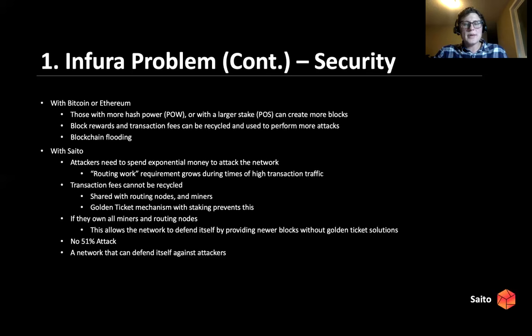Okay. So moving onwards to security, with Bitcoin and Ethereum, I already briefly covered this attack in the previous slide, but it is entirely possible to do this circular attack where you flood the blockchain with unnecessary transactions. And you do that by just renting hash power or borrowing money so that you could stake more, which increases the likelihood that you can post a block.